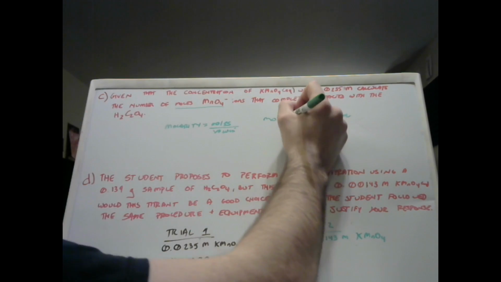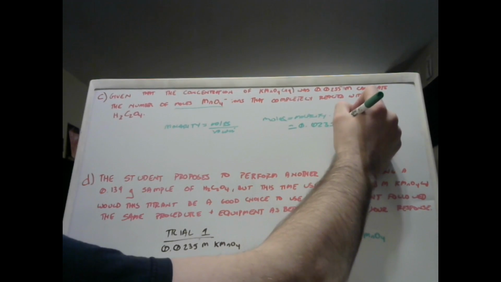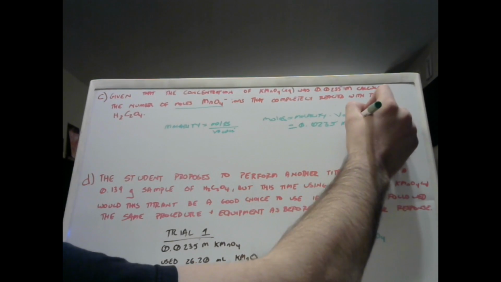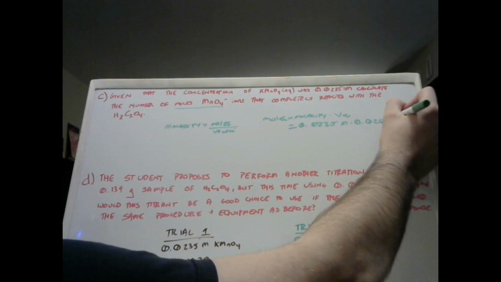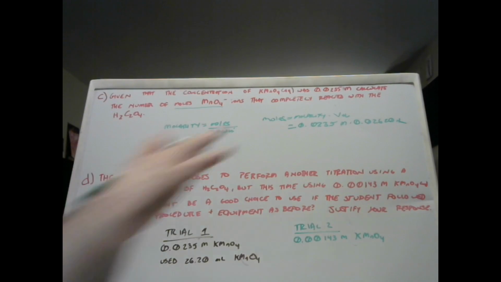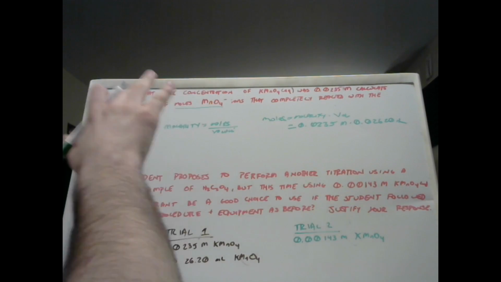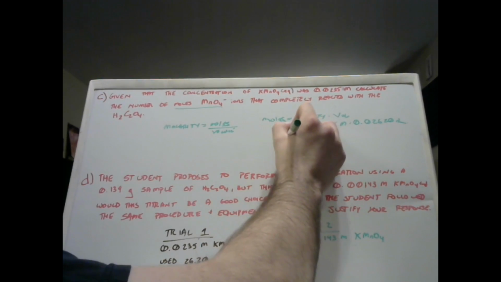We have the molarity. We already found the number of liters. Don't overthink this. This is just the 0.0235 molar times the 0.02620 liters we found. Notice I converted from milliliters to liters because molarity is always measured in liters. It's the one conversion, the one trick you need to do. But once you do that, it just multiplies.